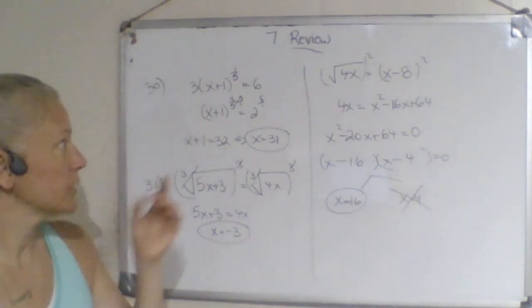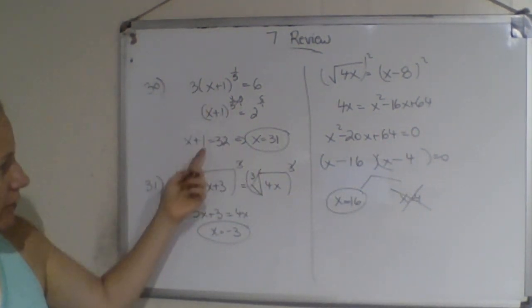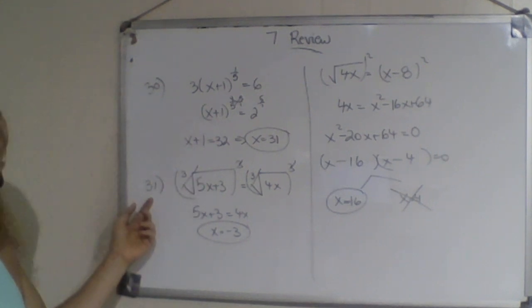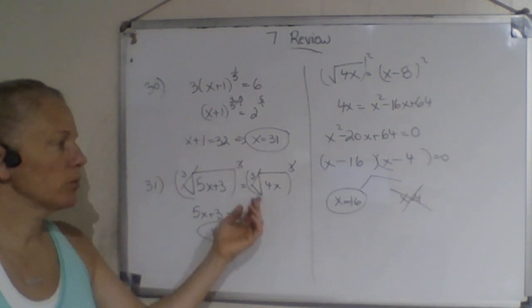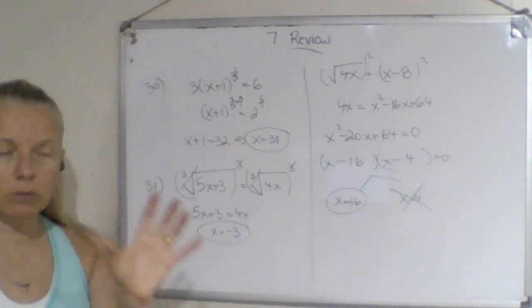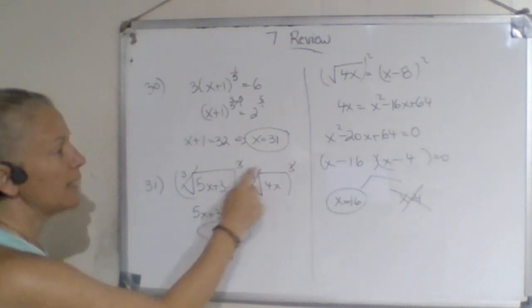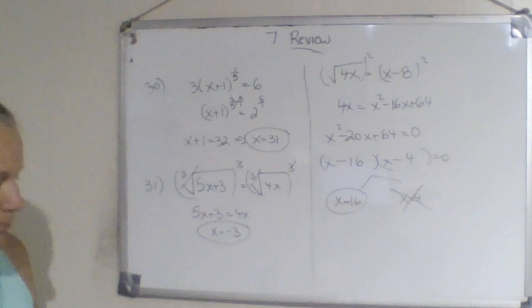Okay, guys, here's your answers. On 30, your solution is given, and I solved it for you. On 31, if you remember, we first had to move the cube root of 4x to the other side. Once we moved it and we have two roots, one on each side, then I can cube both sides and get rid of both of them. The answer is simply -3.